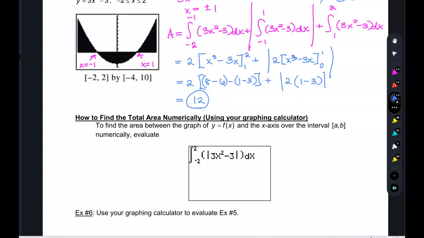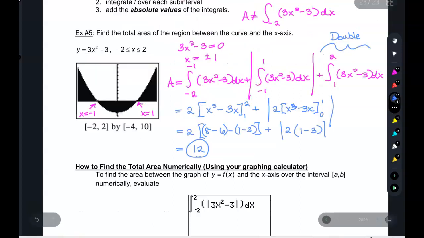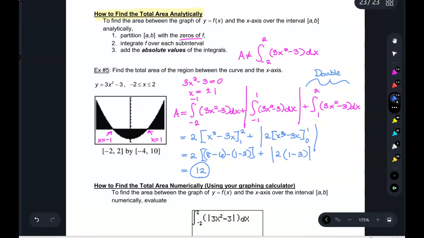Why don't you do minus absolute value? You're trying to find the area. We want to find the area. So that's what I was trying to explain earlier. The area is not equal to just this integral. We want to split it up because wherever it goes below the x-axis, we want to make that positive.